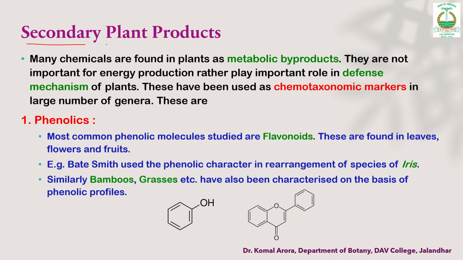Second main category is secondary plant products. Secondary plant products means they are the result of the metabolic pathways of the plants, but they are not directly involved in energy production.